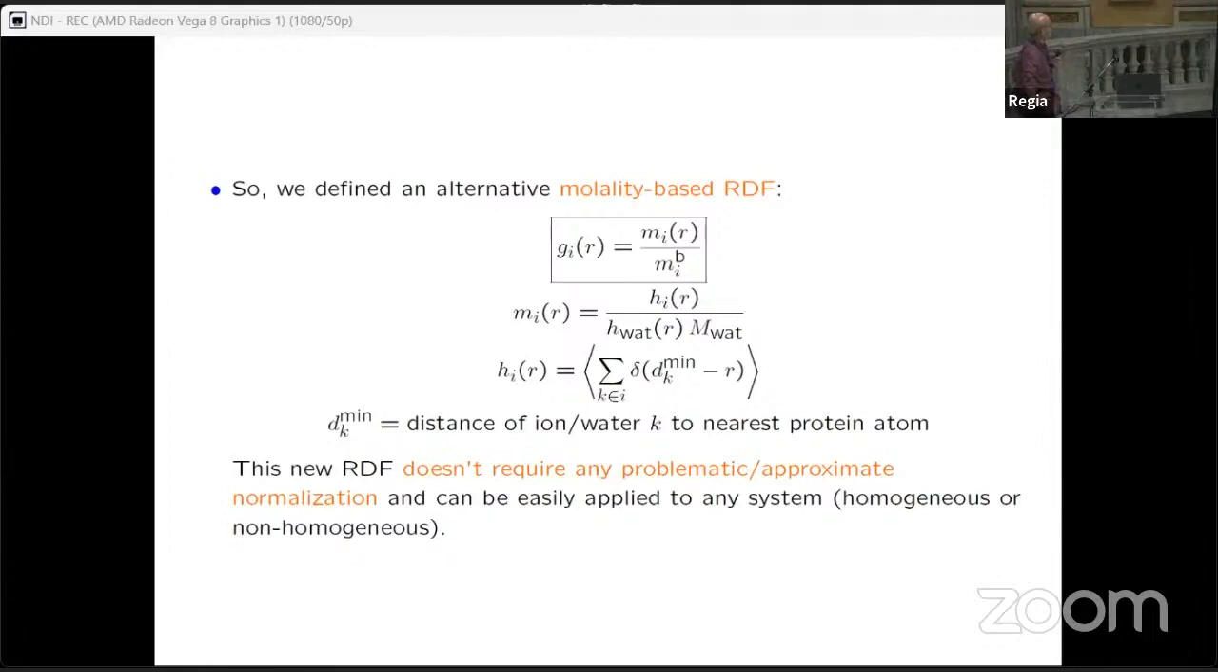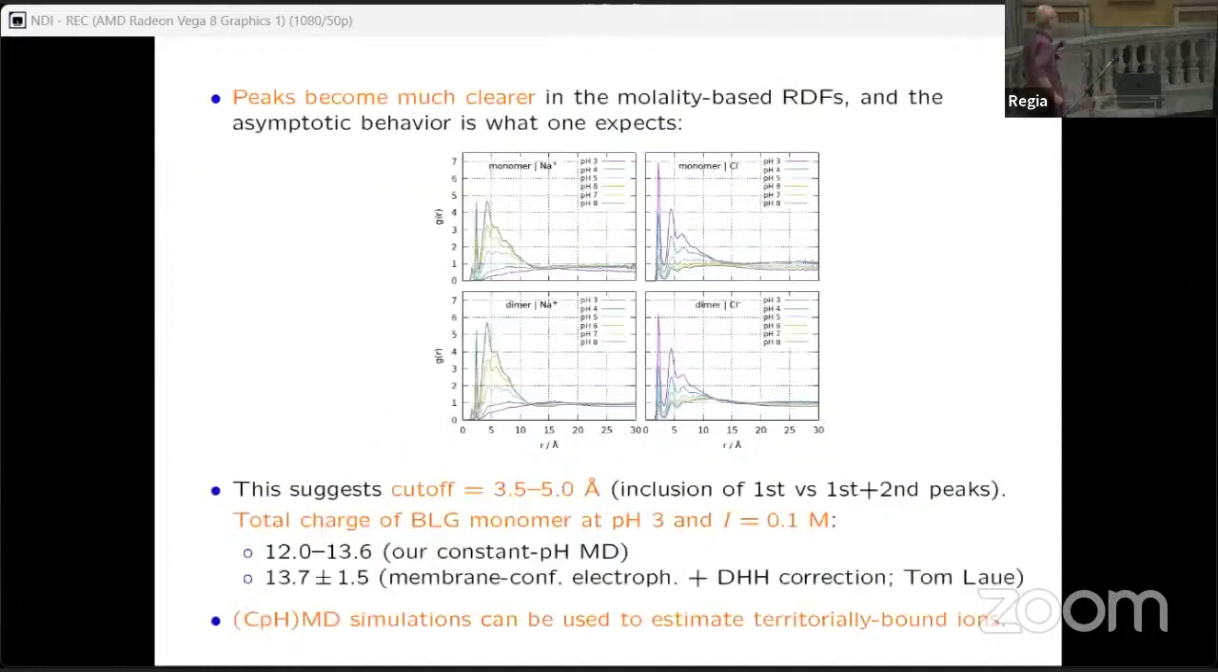That is the way we define the RDF. And then the way we compute the molality is actually extremely simple. You just use the histograms that you count during the MD that you usually use to compute the traditional, density-based RDF. You just count how many hits you have in one histogram at one distance, and in this case, you divide by the histogram of the water times the molar mass. So you directly compute a molality at each distance, meaning in all places where you are at that distance from the surface of the protein. If you do that, you don't need any kind of normalization. You take everything from the histograms, and then you get this beautiful thing with peaks.